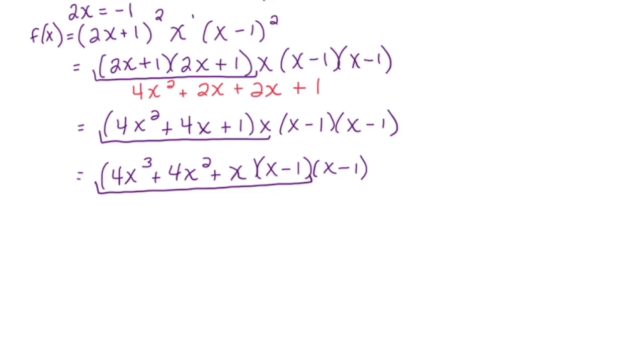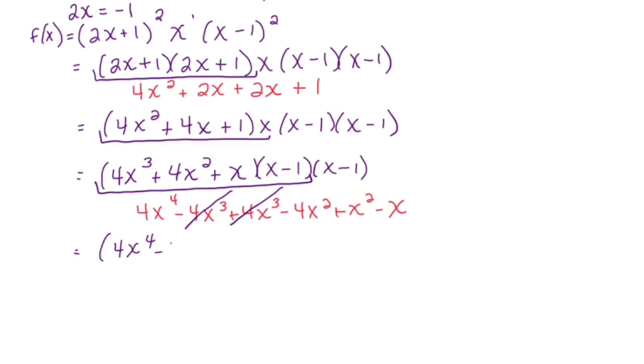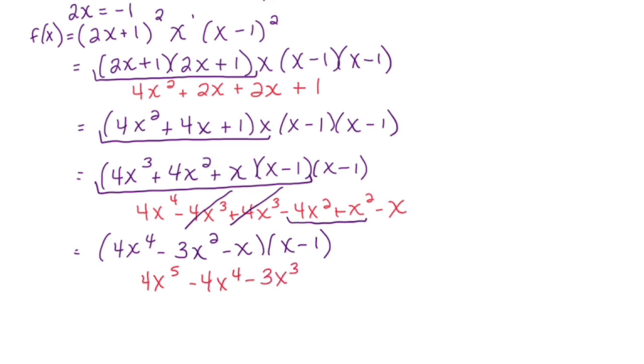Let's work on the trinomial times the binomial. We now have 4x to the 4th minus 4x cubed plus 4x cubed minus 4x squared plus x squared minus x. I do see that I have two terms that cancel, making a zero pair. Oops, excuse me. We can combine like terms with our x squareds, so negative 3x squared minus x. And finally, we need to multiply that by the binomial x minus 1. 4x to the 5th minus 4x to the 4th minus 3x cubed plus 3x squared minus x squared plus x.